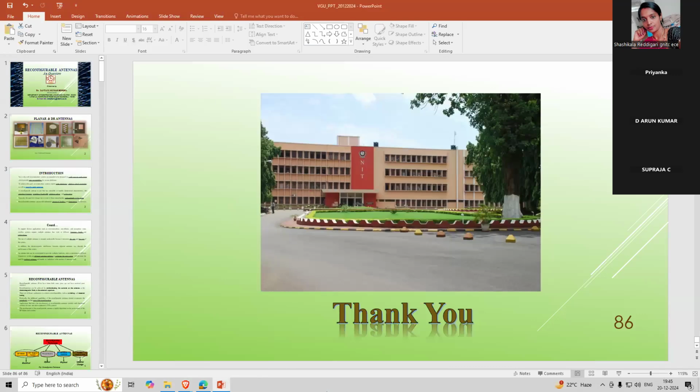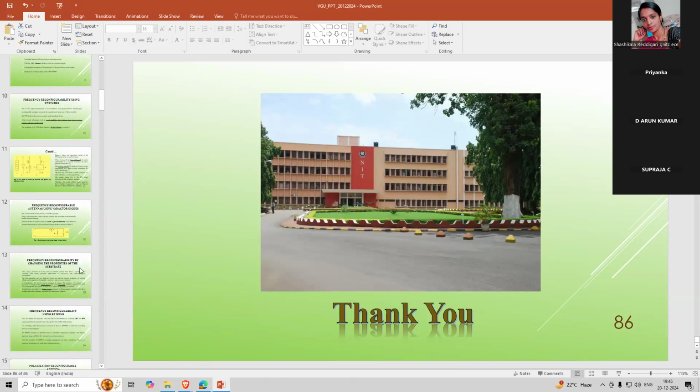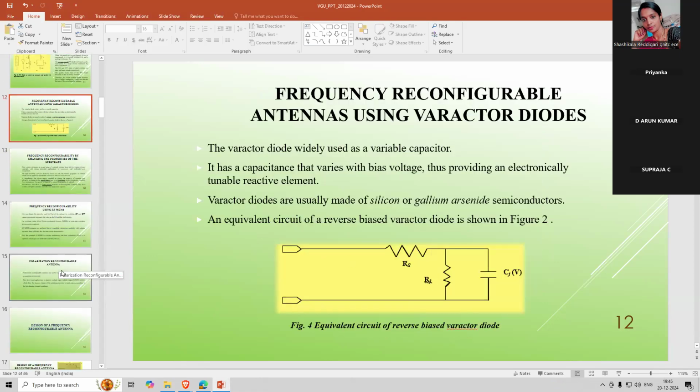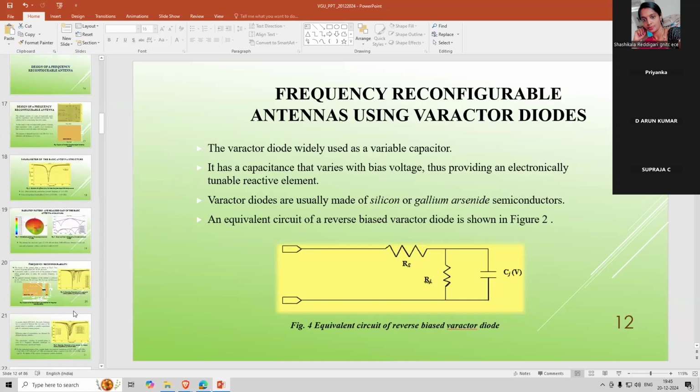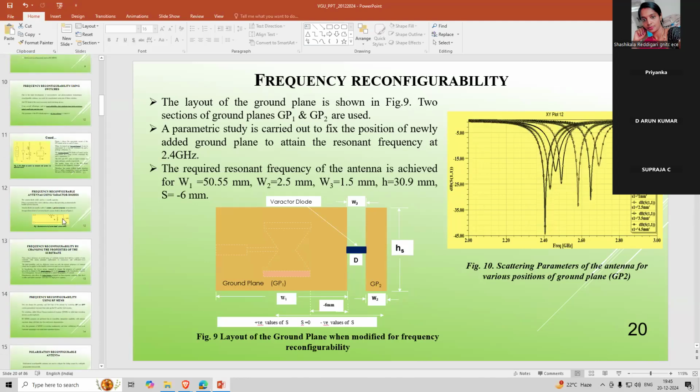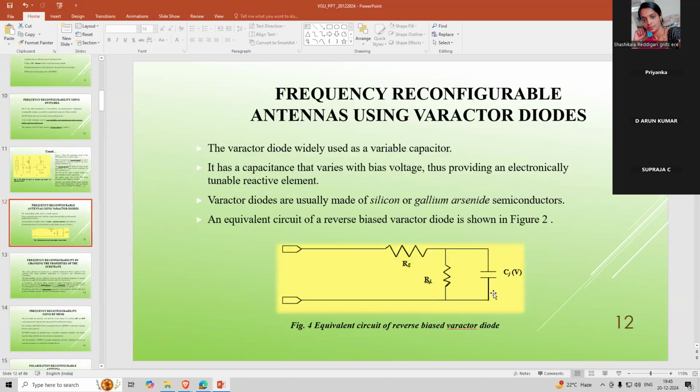Madam Sridevi Kadiyam has one doubt: can you show where the varactor diode and capacitance are used? If you go to the design, just one second, I'm showing the design. This is the internal circuit, the equivalent circuit.